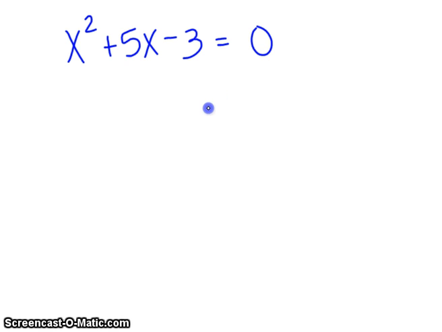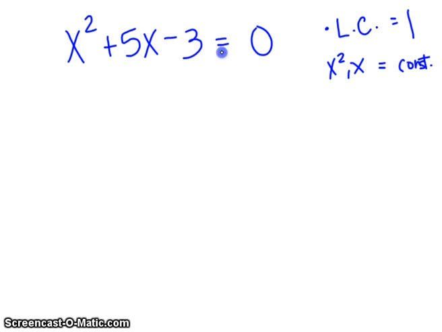And the first thing you need to ask yourself is, is this in the form that I need to actually work with? There are two things that have to be true. You need to have a leading coefficient that's equal to 1, and you need to have your x squared and x terms on one side of the equal sign and your constant on the other.